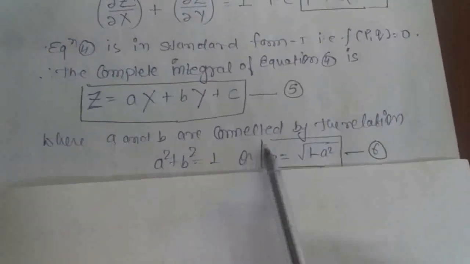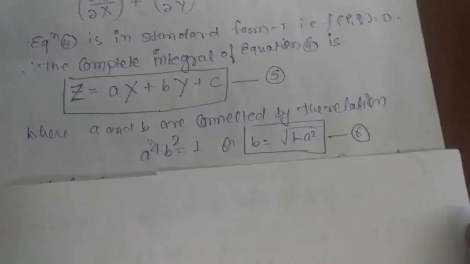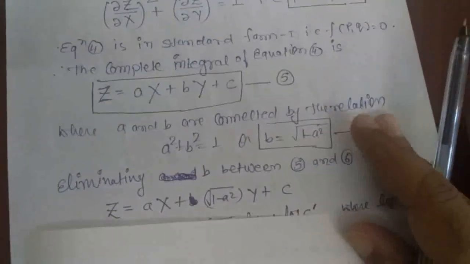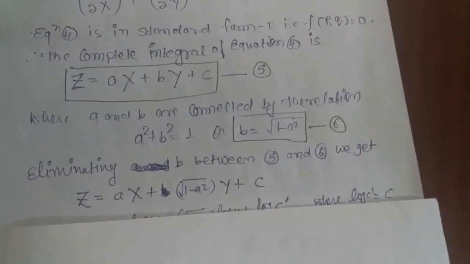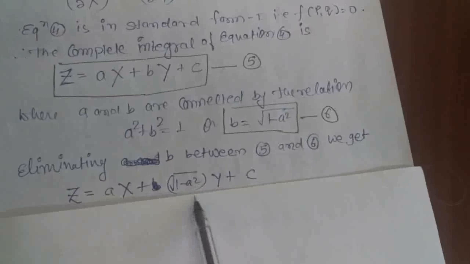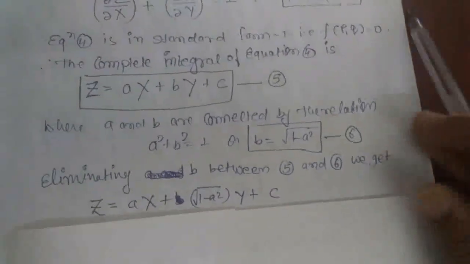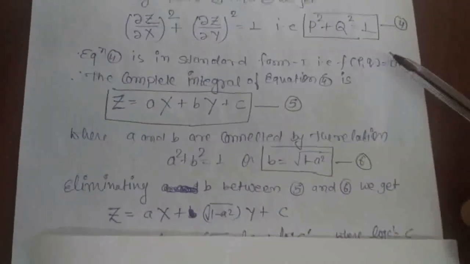Now eliminating b between 5 and 6, we get the complete integral, which is given by capital Z equal to a capital X plus root 1 minus a square (the value of b) capital Y plus c. This is the complete integral of equation 4.